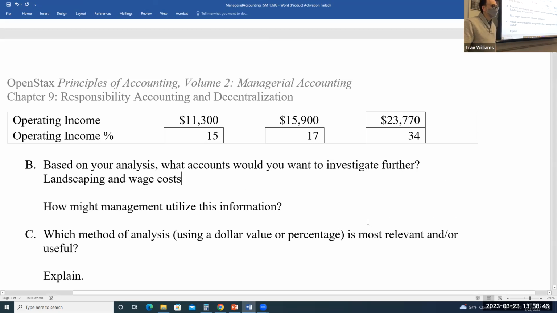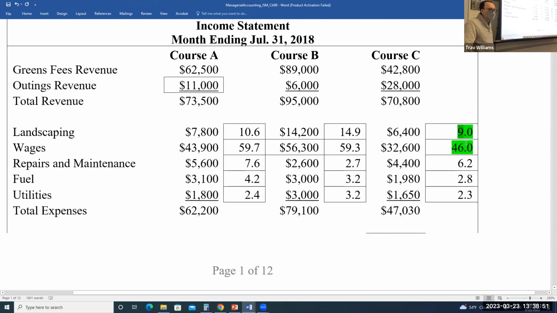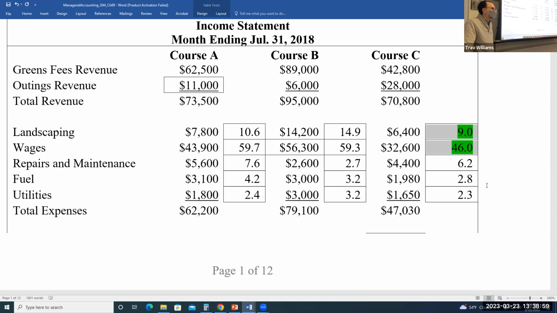And how might we use this information? So once we look into why course C has such lower costs in these two areas, once we have the answer to how they're achieving that, what would we then do with that information? Okay, we could share it with course A and course B and say, hey, look at the best practices that course C is doing. If you can do this as well, maybe you can bring your costs down. That is definitely a possibility.